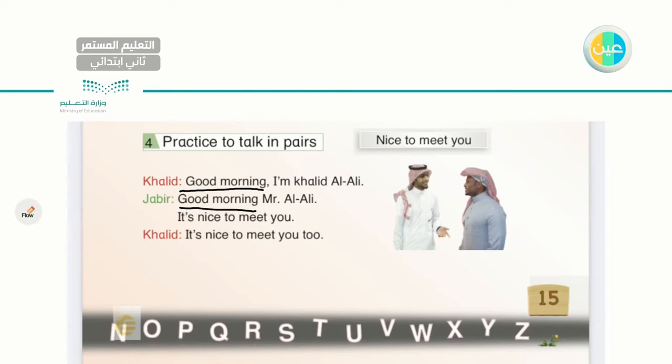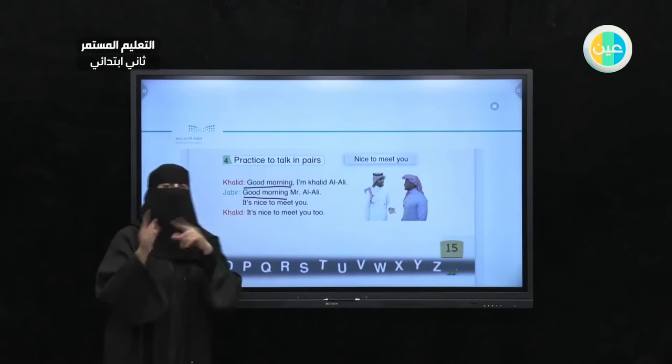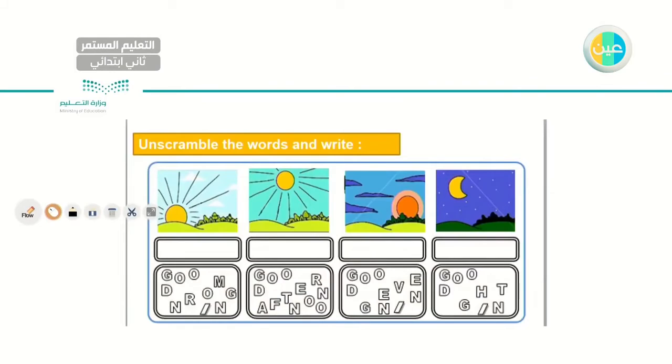Go ahead and practice it with someone in your houses. Okay? Go ahead, pretend that you are Khalid or Jabir and read it together. Let's go to the exercise that we have. Okay, so now unscramble the words and write. As you can see, I have 4 pictures and I have the letters below, but they are not in the correct order. So I need you to help me to arrange them together. Let's start with the first one, okay?